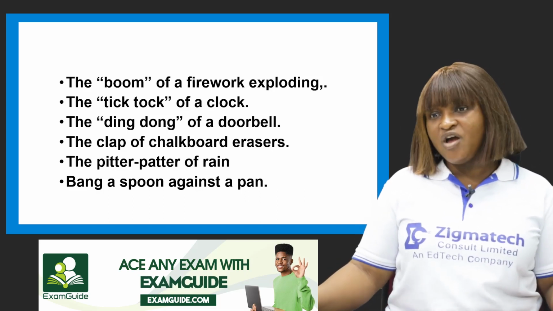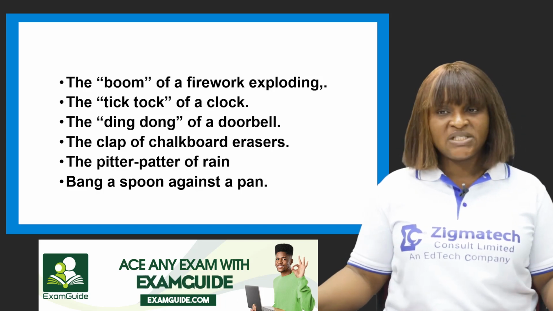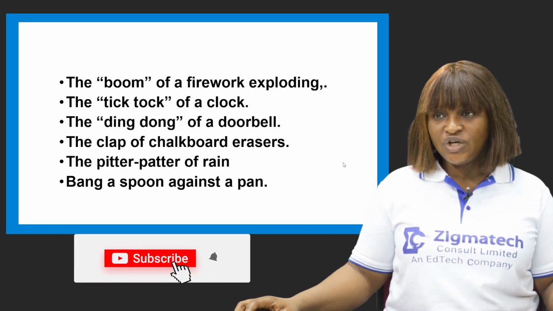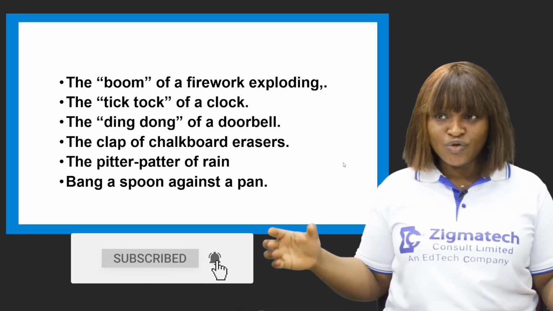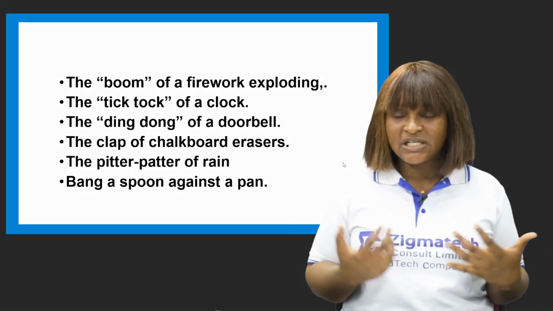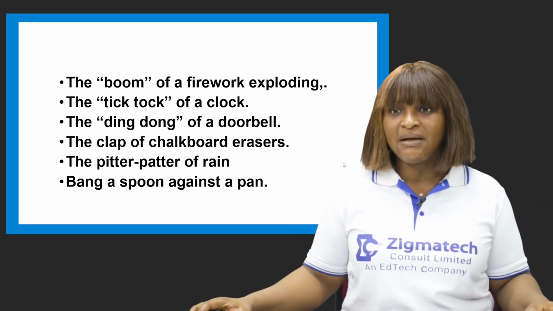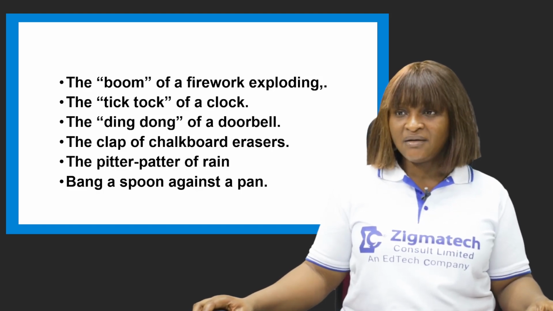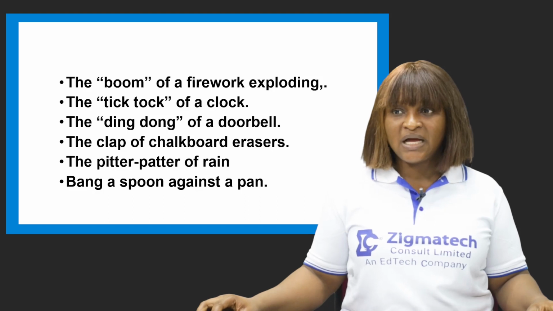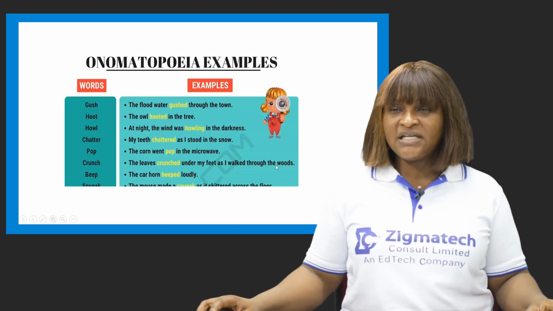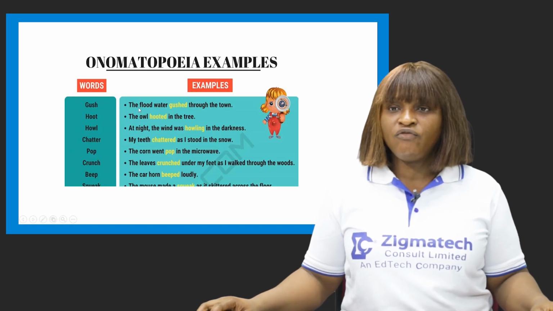The pitter-patter of the rain. Once it's raining, what do you hear? Pitter-patter, pitter-patter. All right, so that's it. Once you hear it, you know it's the rain. How is it possible that you're inside, it's raining, and you understand? Because of that sound that comes with it. Then the bang, a spoon against a pan. Once you hit a spoon against a pan, that's the sound you get. All right, these are some examples of onomatopoeia.